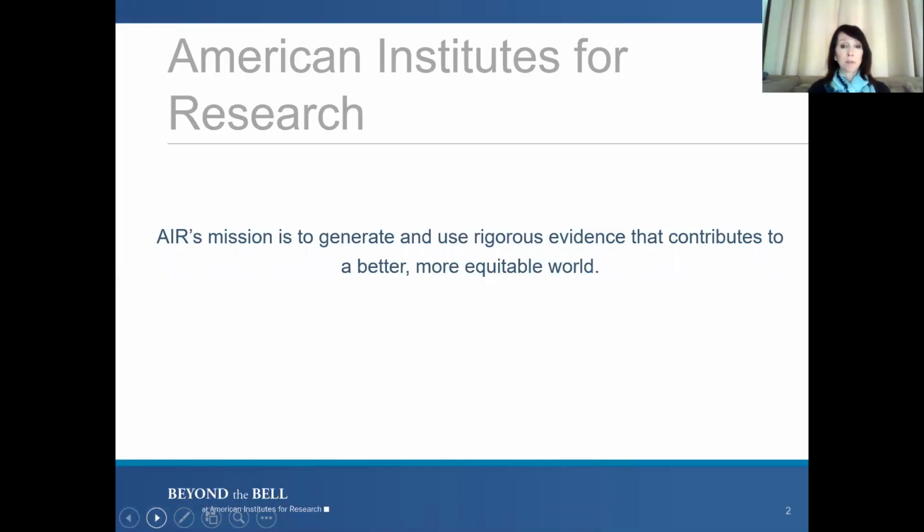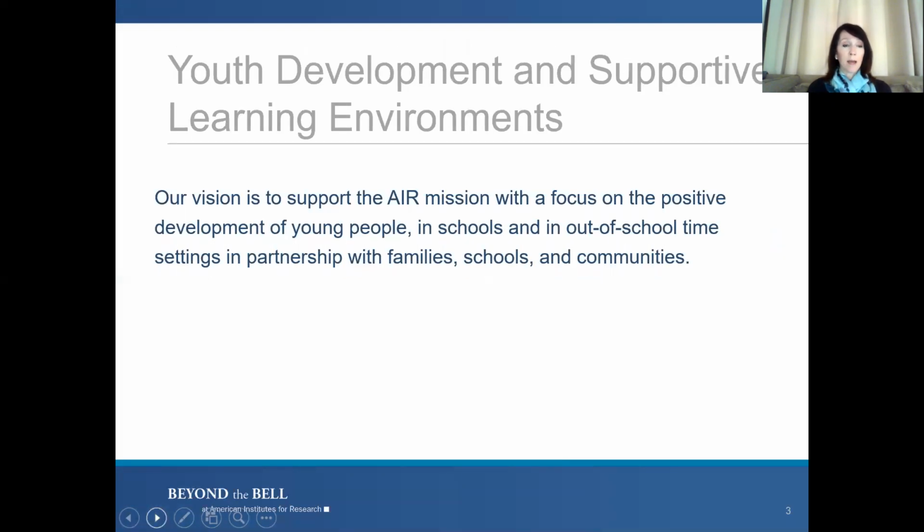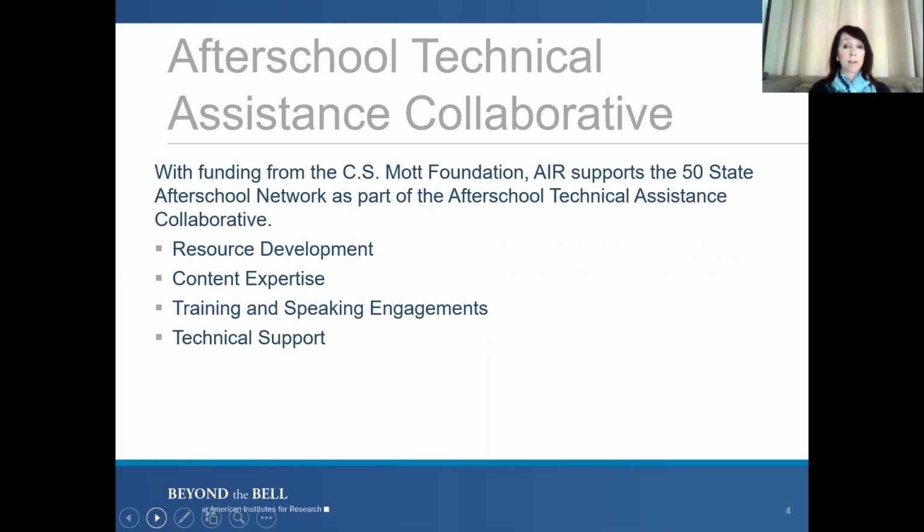AIR's mission is to generate and use rigorous evidence that contributes to a better, more equitable world. I work in the youth development and supportive learning environments area, and our vision is to support the AIR mission with a focus on the positive development of young people in schools and in out-of-school time settings in partnership with families, schools, and communities. With funding from the C.S. Mott Foundation, AIR supports the 50-state after-school network as part of the After School Technical Assistance Collaborative in the areas of resource development, content expertise, training and speaking engagements, and technical support.